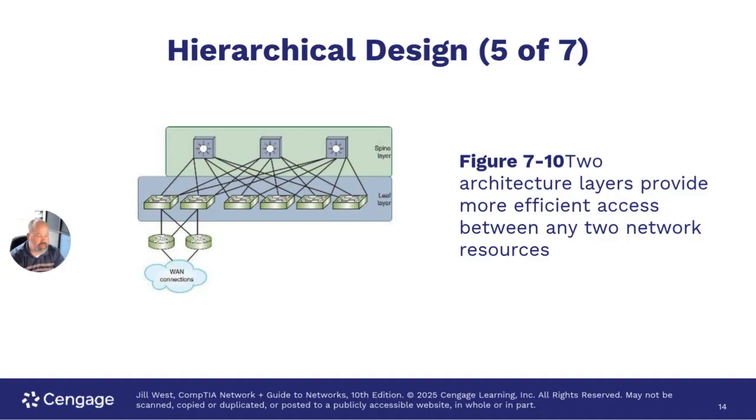Here's a graphic of the spine and leaf design, and it's pretty simple. 2 layers instead of 3 means more efficient access between any 2 network resources, like having a direct flight instead of a layover somewhere. Every leaf switch has a direct connection to every spine switch, creating multiple paths and reducing the number of hops that data needs to make.